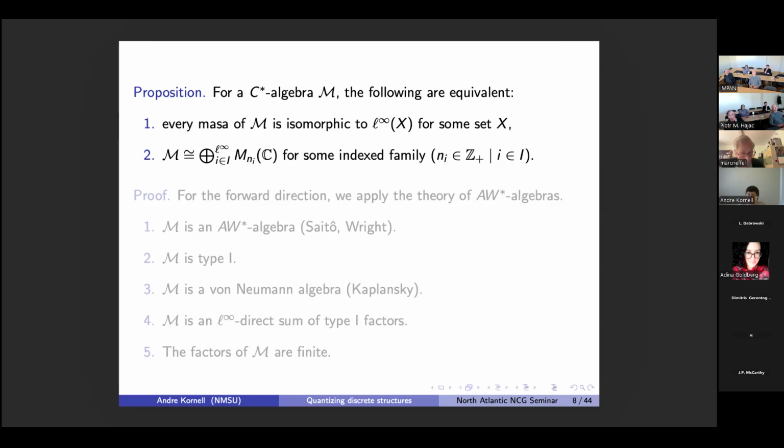May I have a question? Sorry. Yes. Every massa of M is isomorphic to L infinity for some set X? That's right. For any C-star algebra? No, for a C-star algebra, the two conditions here are equivalent. Okay. So having this very strong property is equivalent to M being of this very special form.